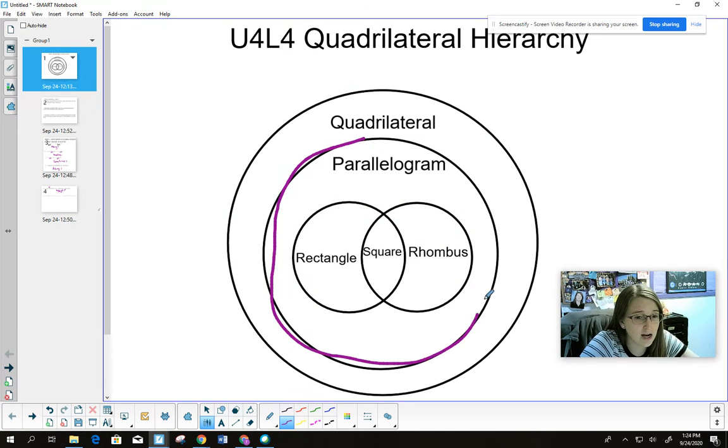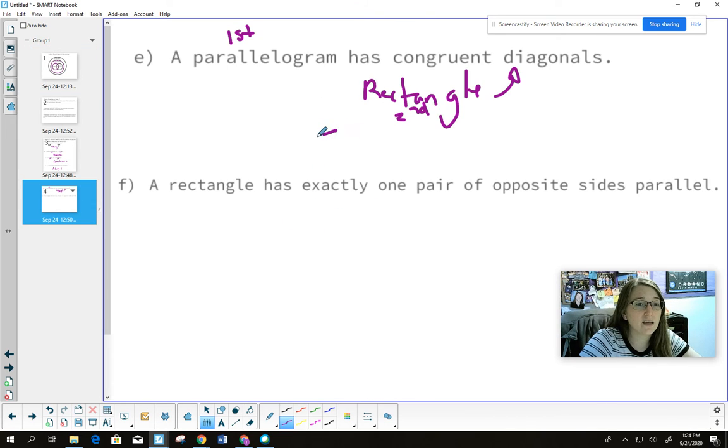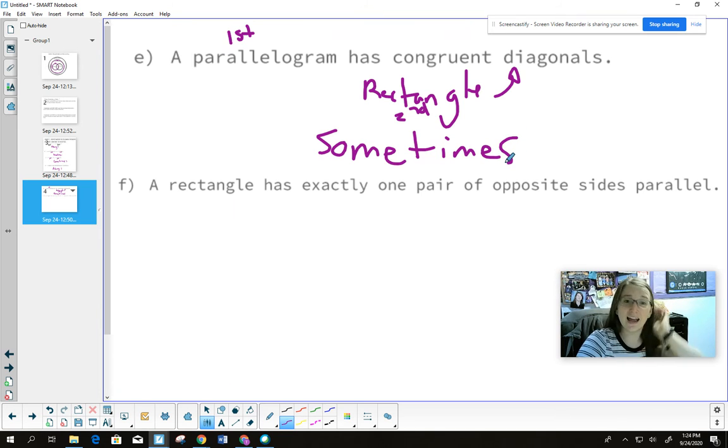Parallelogram is my first shape. Rectangle is my second shape. Is all of my first shape inside rectangle? Nope, but part of it is. This part of parallelogram is inside the rectangle circle, so this would be a sometimes. If my parallelogram also happens to be a rectangle, then yeah, this would be true. But it's not true for all parallelograms, just some of them. Let's try this last one.